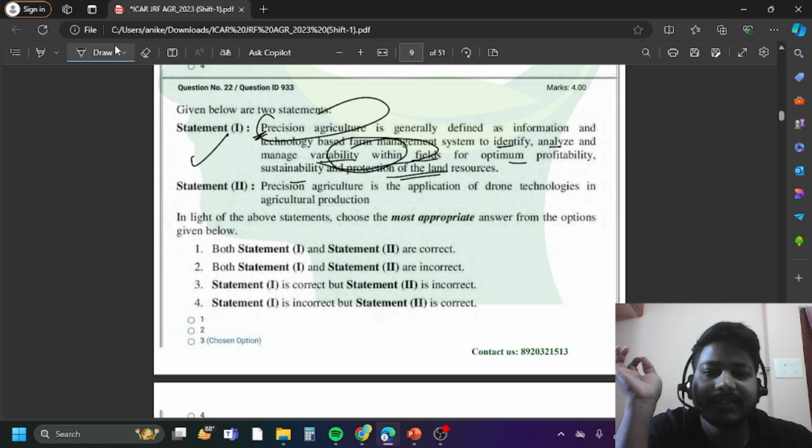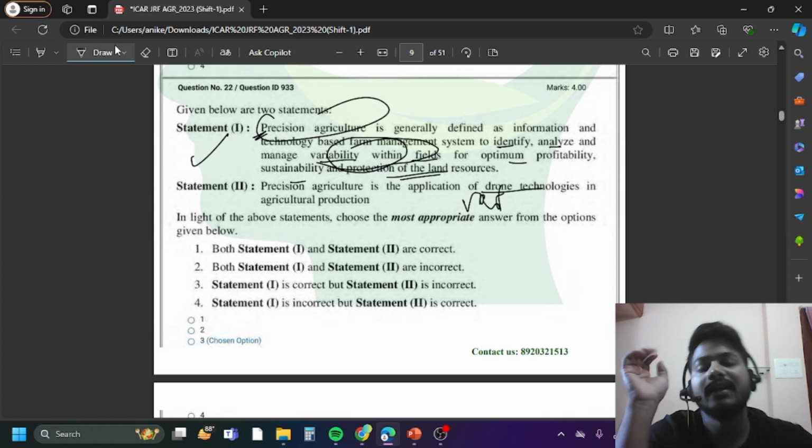Precision agriculture is the application of drone technology. No, precision agriculture doesn't mean use of only drone technology. It's a variable rate technology. So statement 1 is correct and statement 2 is incorrect. That is the answer.